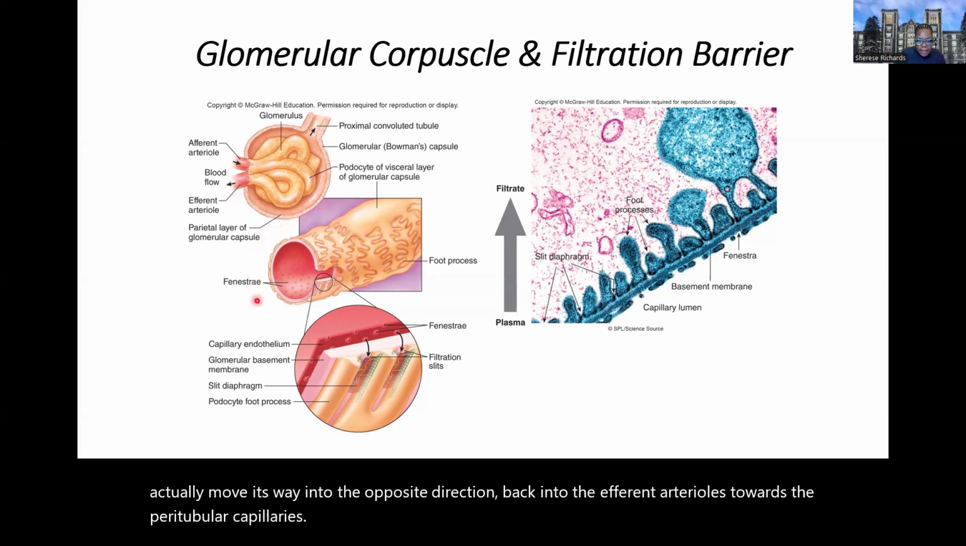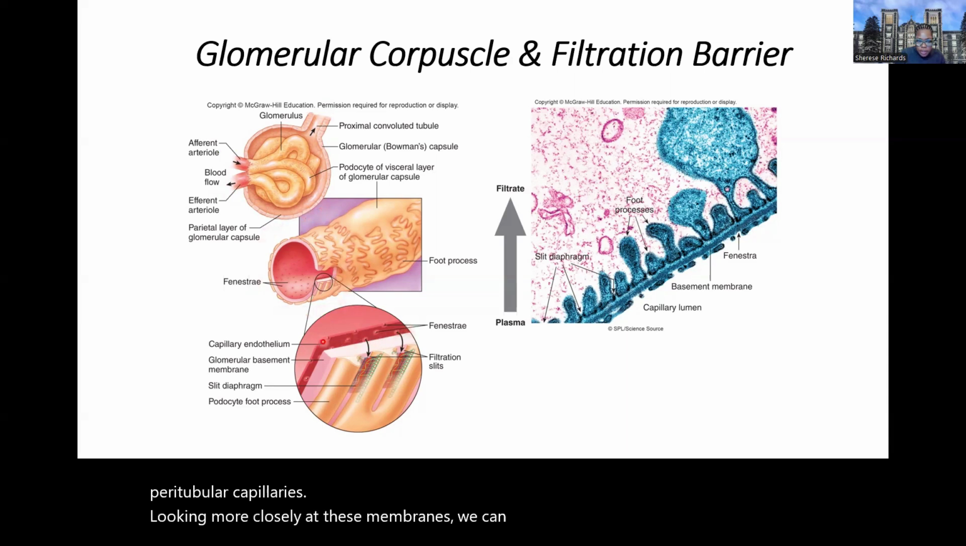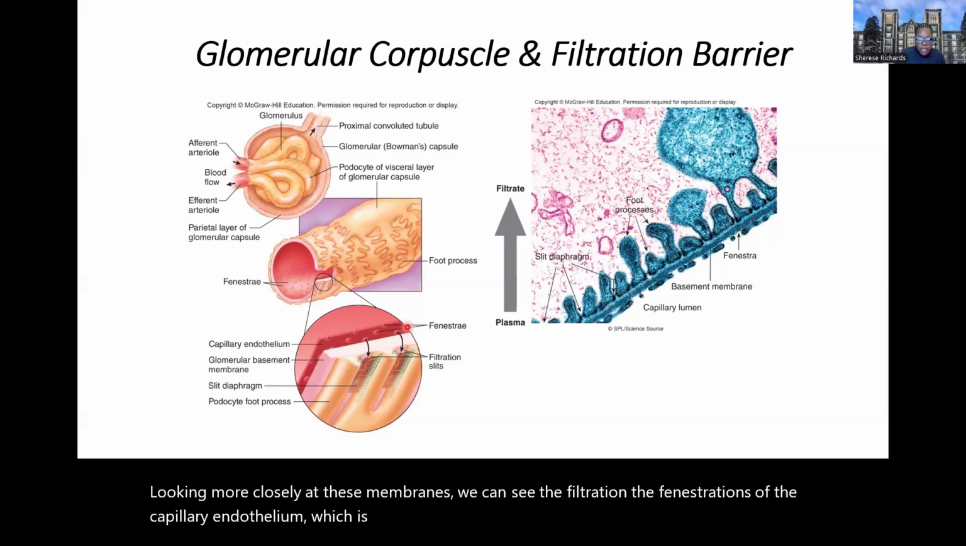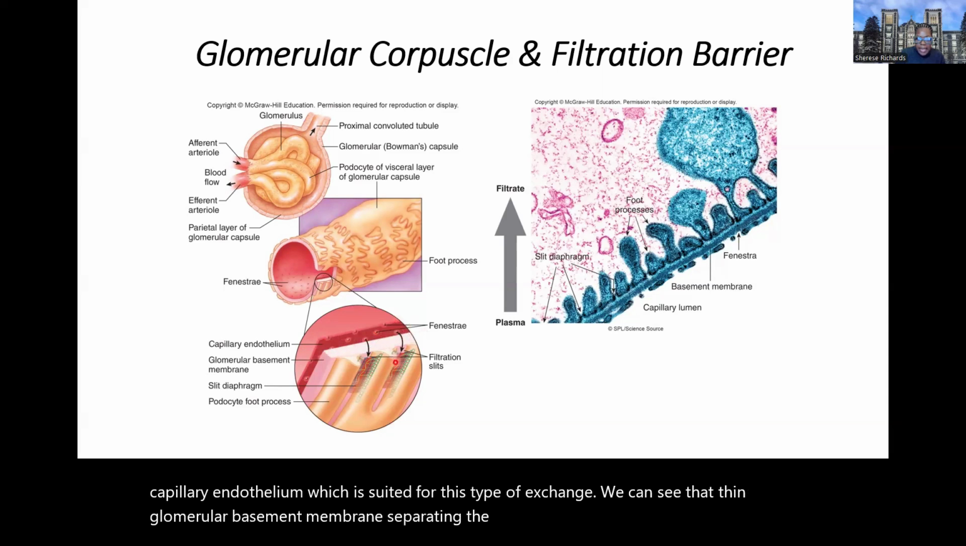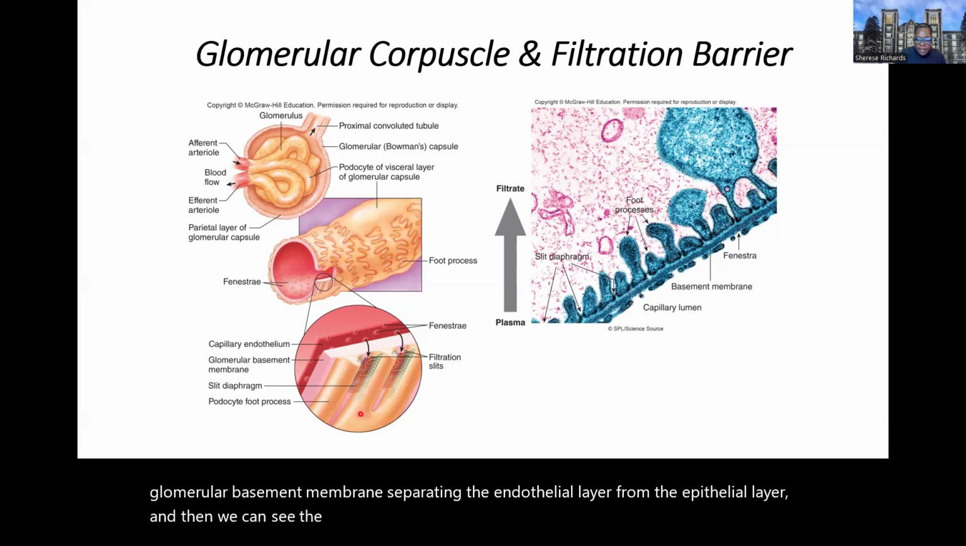Looking more closely at these membranes, we can see the fenestrations of the capillary endothelium, which is suited for this type of exchange. We can see that thin glomerular basement membrane separating the endothelial layer from the epithelial layer. And then we can see the podocyte foot processes, which are separated with these filtration slits. This is where that filtrate will squeeze out and make its way into the Bowman space. All right.